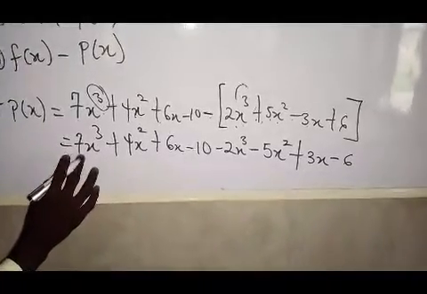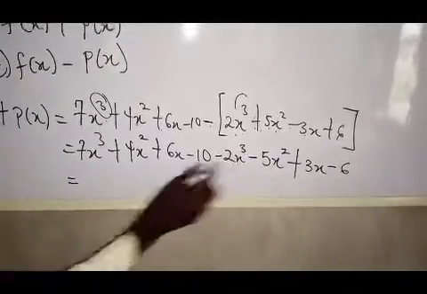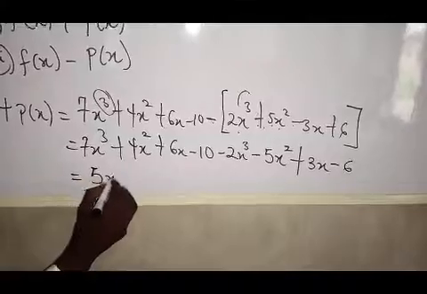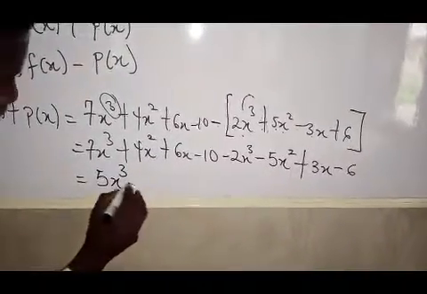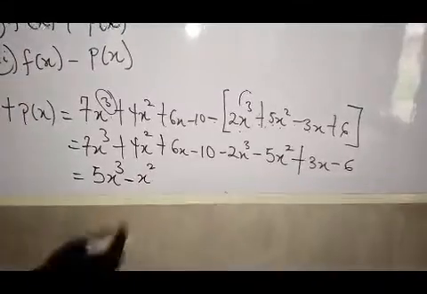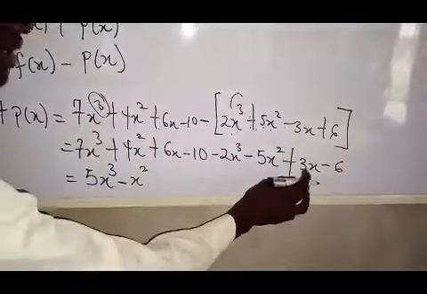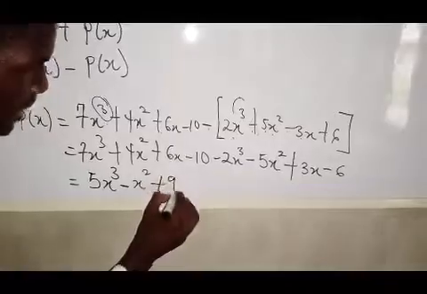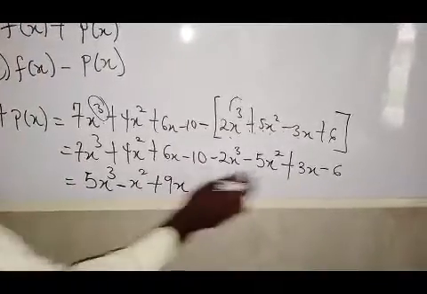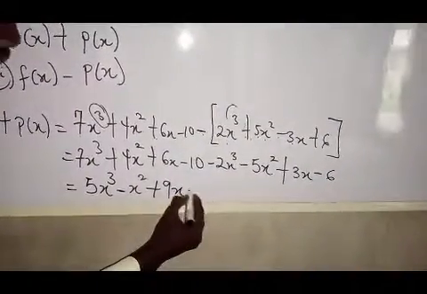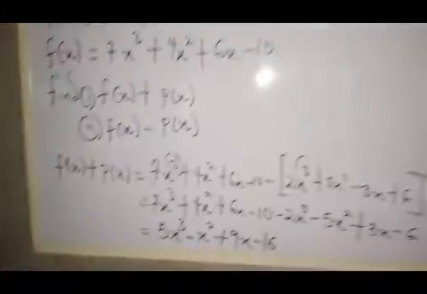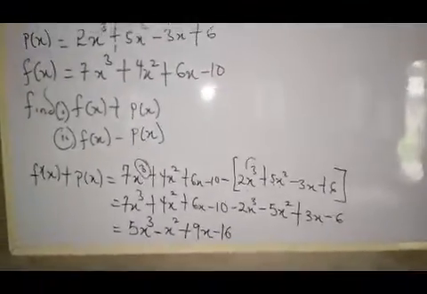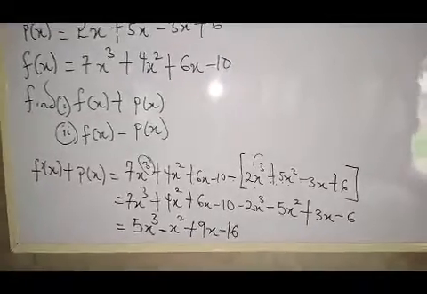So 7x cubed minus 2x cubed will give us 5x cubed. 4x squared minus 5x squared will give us minus x squared. 6x plus 3x will give us plus 9x. Minus 10 minus 6 will give us minus 16. So that is how you do your addition and subtraction. Alright, let's see one more example before we wrap up for today.